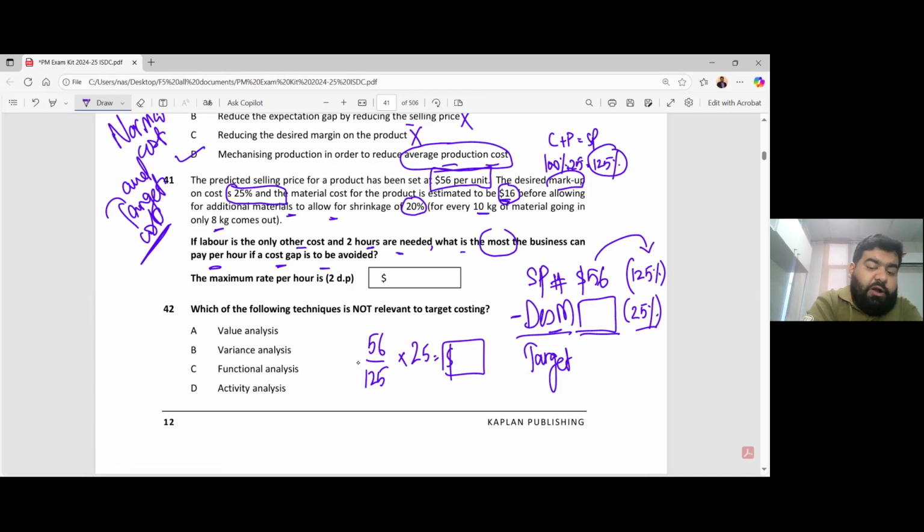56 divided by 125 multiplied by 25 is 11.2. It's 11.2. Means we come to know that desired margin is 11.2. The profit margin we want to earn is 11.2 according to the 56 selling price.